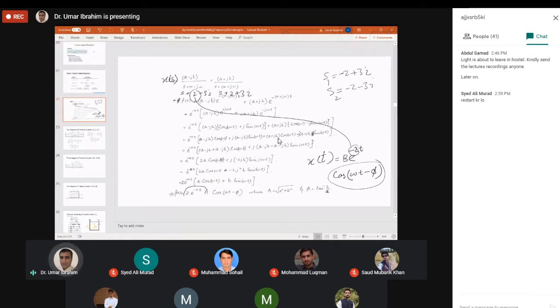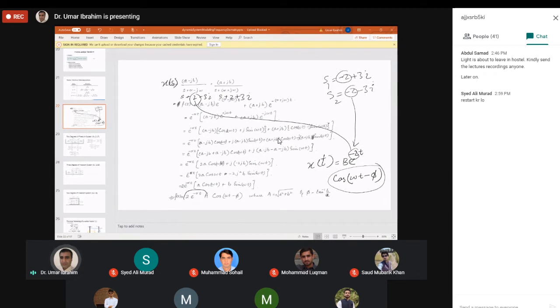Okay, since the real part is negative, therefore we have a negative power of e. This negative power of e will gradually decay the response of the system. And because of that, the system response will eventually approach zero as time t approaches infinity.